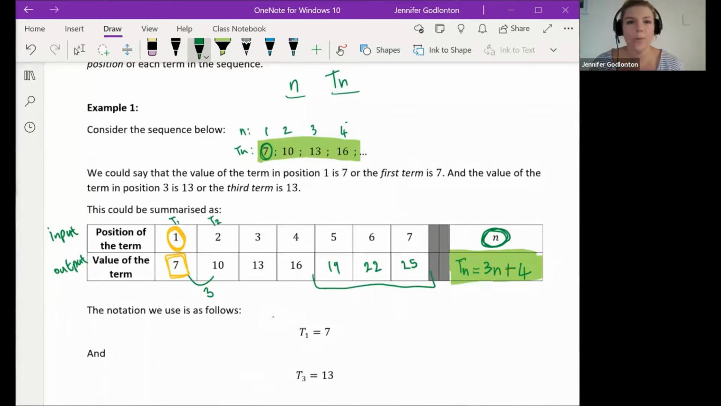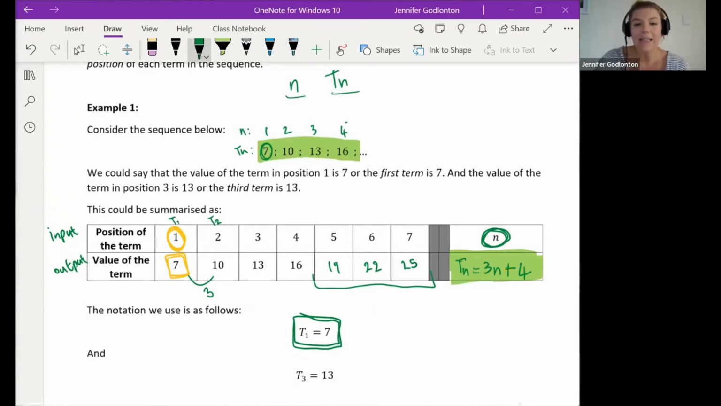And think of it in the same way as we did our x's and our y's. Our output is now just our Tn, where our output was y, and our input is n, where our input was x. But otherwise, it's exactly the same. Okay, it just gives us a bit more power. We can ask more interesting questions with this as we move further through them. Okay, so the notation that we use when we're working with Tn's and n's is if I wanted to know what the first term was, we would say that term 1 is equal to 7. That's how we would use that terminology.